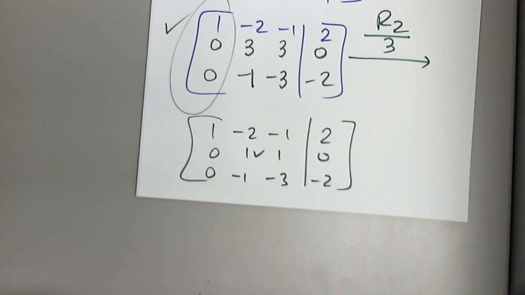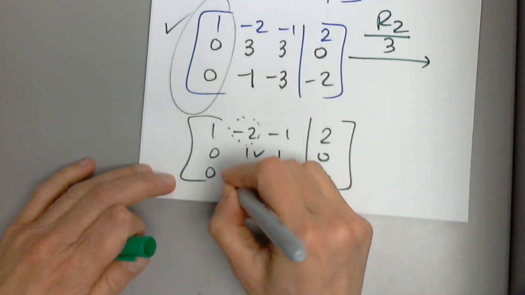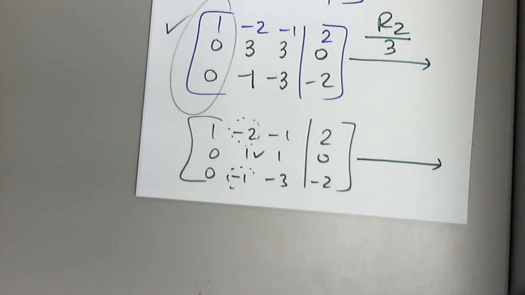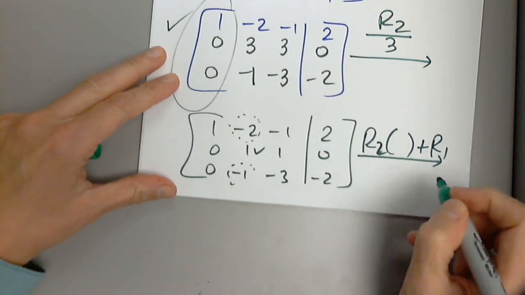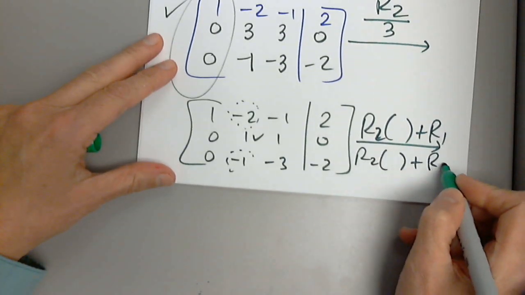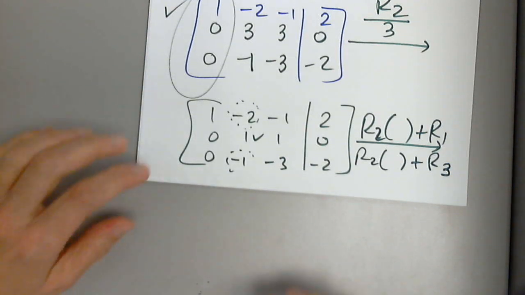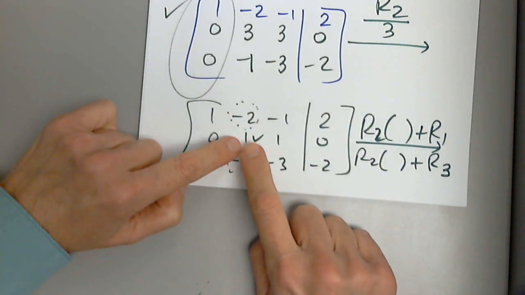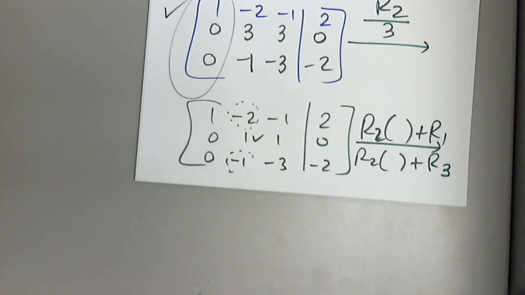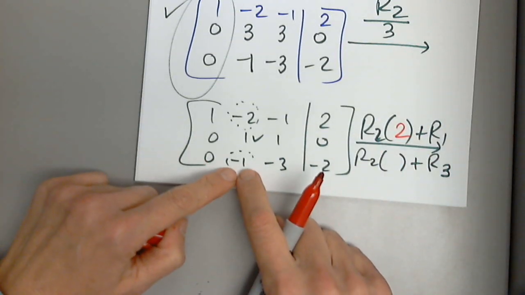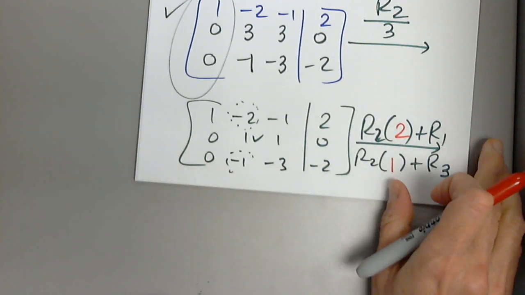So now I need to get the corresponding zeros. Which row do I have to use now? 2. Correct. I have to use row 2, multiply by something and add it to row 1. Okay, so I want to eliminate negative 2. What do I need to use? 2. Good. I need to eliminate negative 1. What do I use? 1. Perfect.